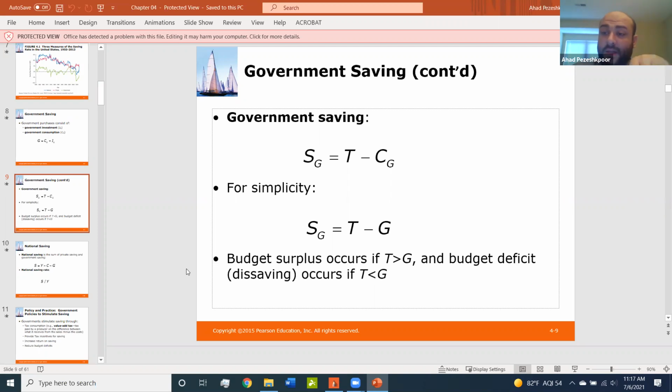It's a very complicated argument, but the basic lies here. Whether T, tax income, is lower than consumption or government expenditure or not. Or in other words, is the government saving money, S greater than 0, or government is borrowing money, S lower than 0.